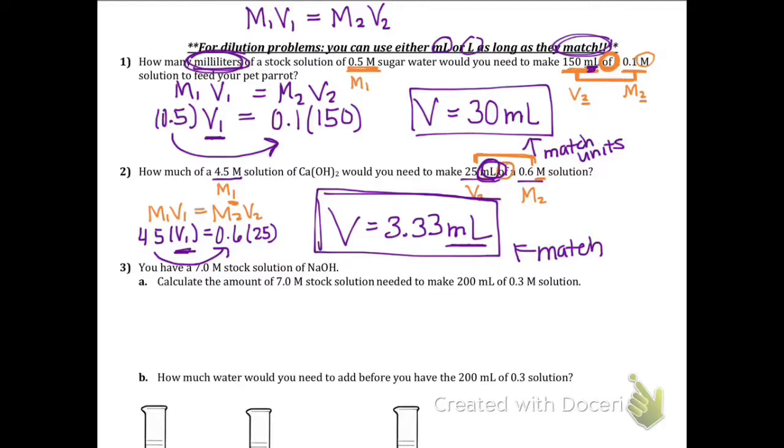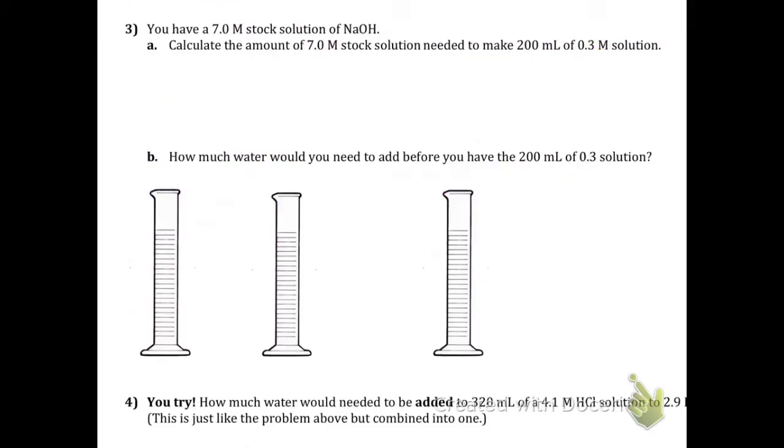All right. Next question. This is like a 2-part question. Okay, so let's look at this very carefully. It says you have a 7 molar stock solution of sodium hydroxide. Calculate the amount of 7 molar stock solution needed to make 200 mil of a 0.3 molar solution. Okay, so we have this number here, this number, and this number. Okay, so if you're paying attention here, it's connected by this "of". So I know that these numbers are connected. I must give them the same number.